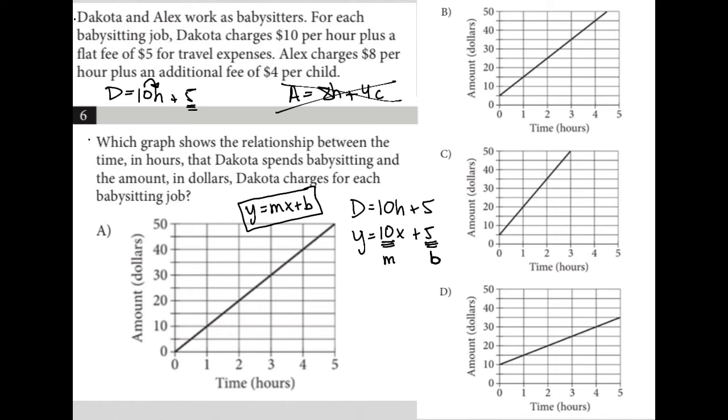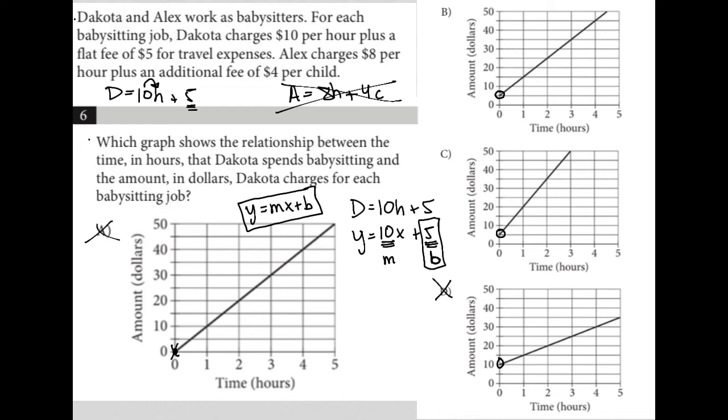So let's look at choice A. Choice A has a y-intercept of 0, so this makes that incorrect, so that's gone. Choice B has a y-intercept of 5, that's good. Choice C has a y-intercept of 5, that's good. And choice D has a y-intercept of 10, so that is not good, right? So just based upon the y-intercept, we're able to get down to a 50-50 on our answer choices.